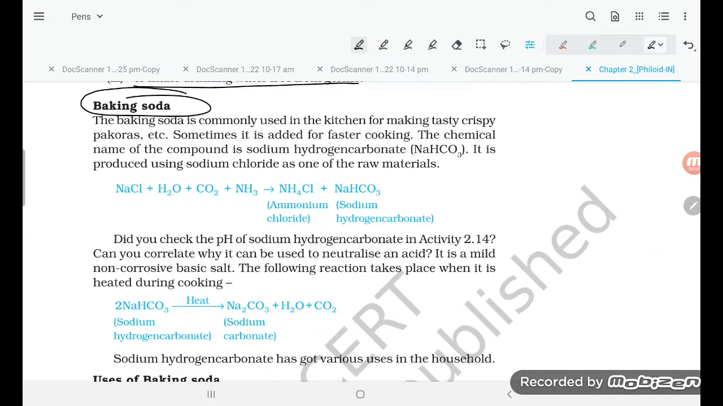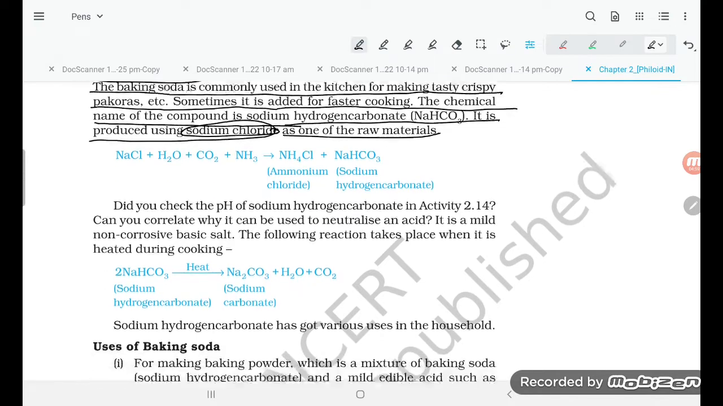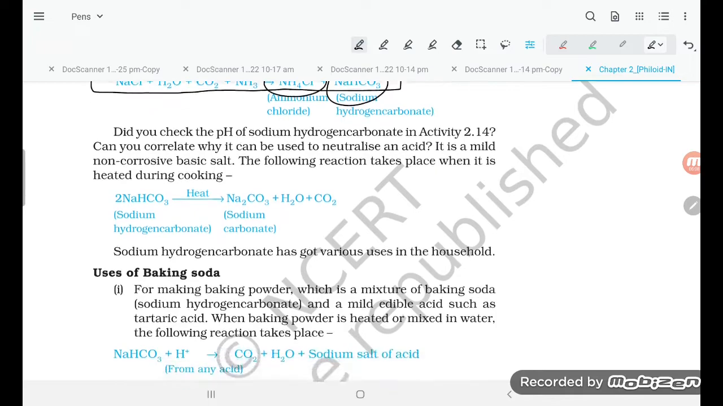Next one is baking soda. Baking soda is commonly used in the kitchen for making tasty, crispy pakoras. Sometimes it is used for faster cooking. The chemical name of the compound is sodium hydrogen carbonate. It is produced using sodium chloride as one of the raw materials. So NaCl plus H2O plus CO2 plus NH3 gives ammonium chloride plus NaHCO3.